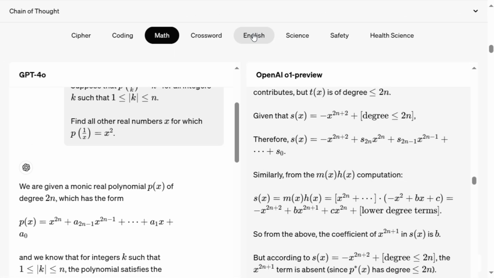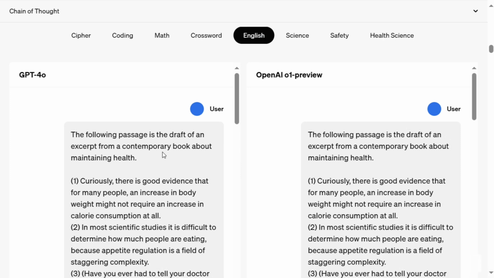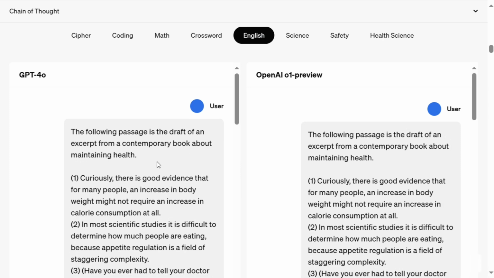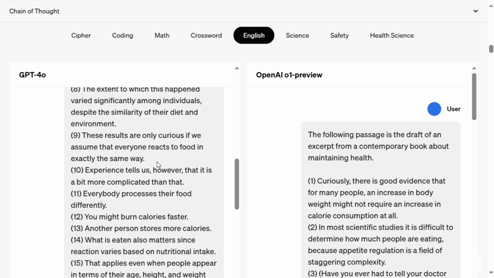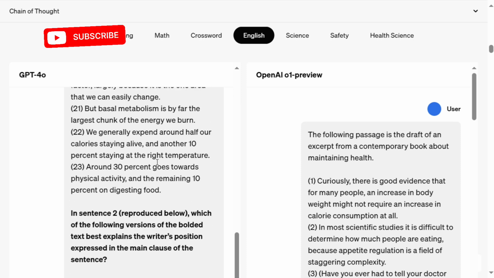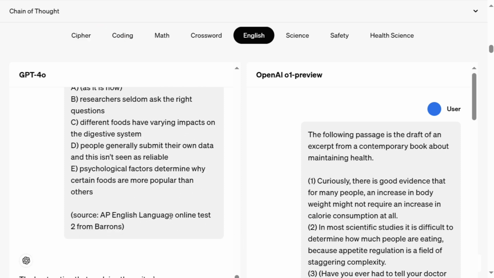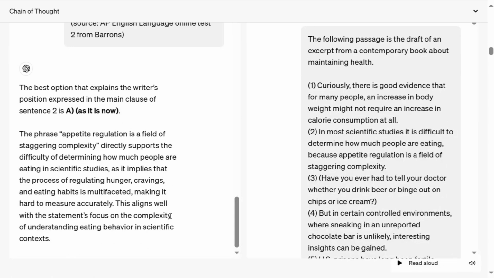Now let's check out for English what it outputs. The following passage is a draft of an excerpt from a contemporary book about maintaining health. So they are given some points. It's a huge prompt. In sentence 2, which of the following versions of bolded text best explains the writer's position? It's a long prompt that they have been asking some questions. And this is the brief answer that we have got.